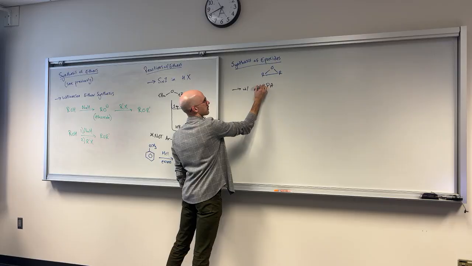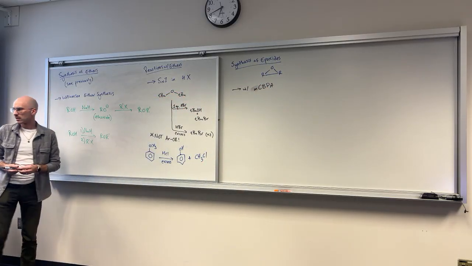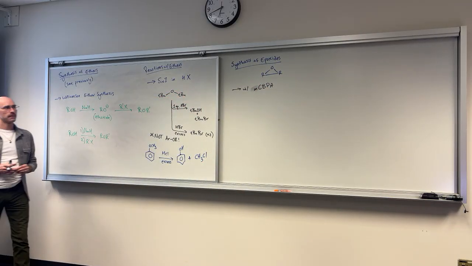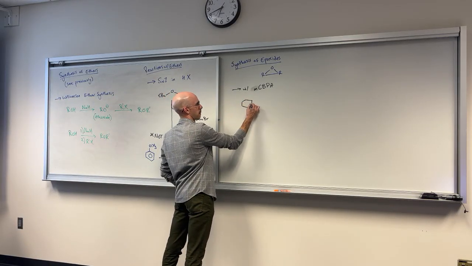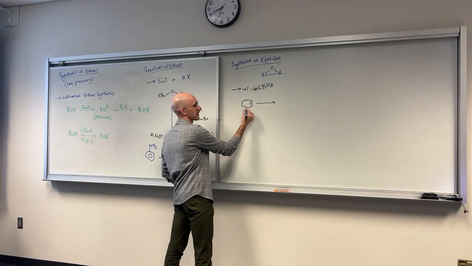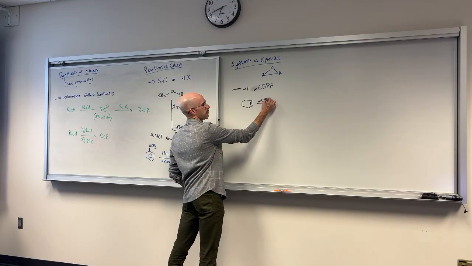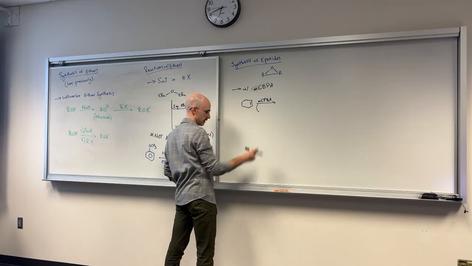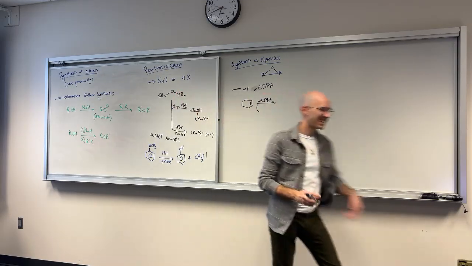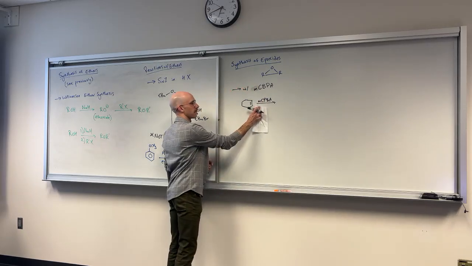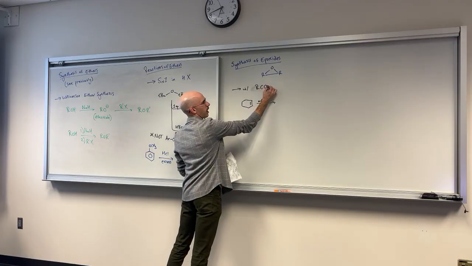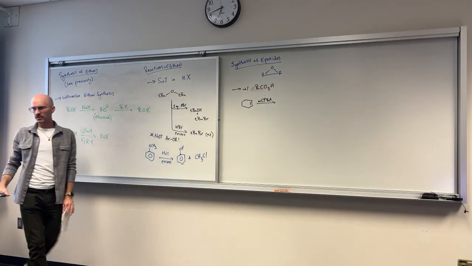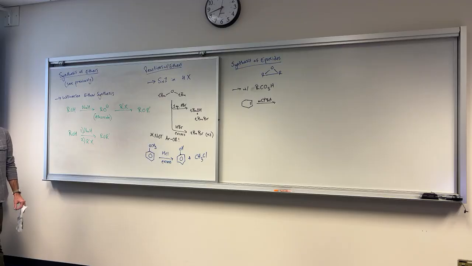The first way that we saw to synthesize epoxides was with MCPBA. So we take an alkene, we react with metachloroperoxybenzoic acid. MCPBA is the most common peroxy acid, and it is much more commonly used, but it could be any peroxy acid.